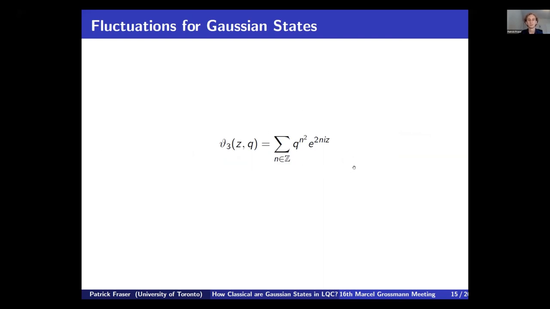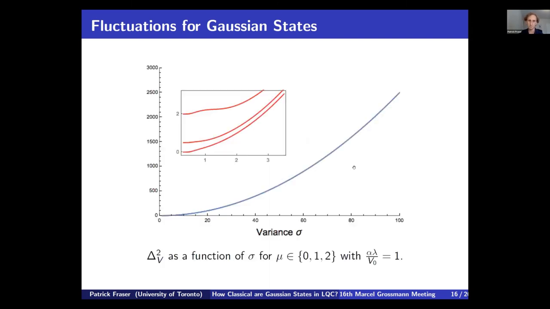But a lot of mathematicians have uncovered a lot of very well-known analytic results about this function, and it now has very well-defined and well-behaved numerics. So it's a very useful tool for this kind of thing. If we plot the absolute volume fluctuations as a function of the variance of the Gaussian state, we get completely unsurprising behavior: as the width of the Gaussian increases, the variance in volume also increases. There's a bit of strange behavior for the sharply peaked states when you take different means, but overall, this isn't a terribly surprising thing to see.